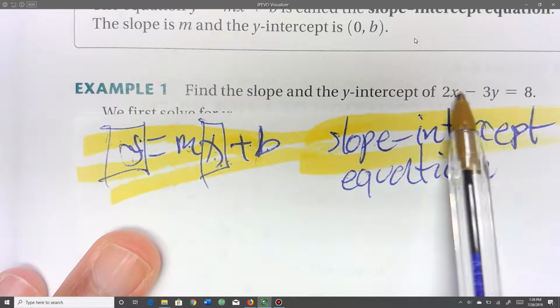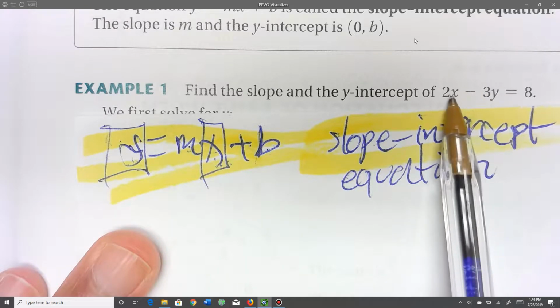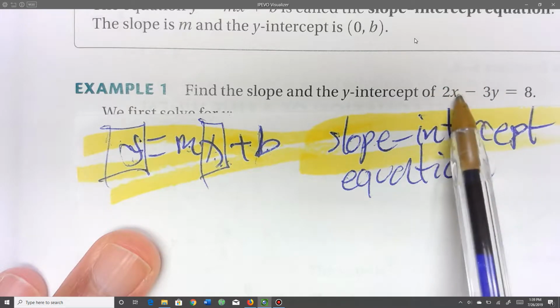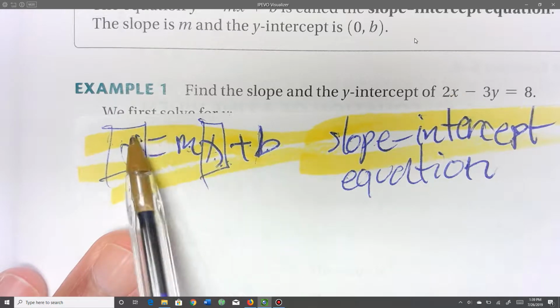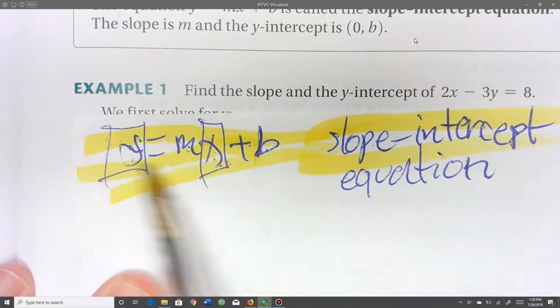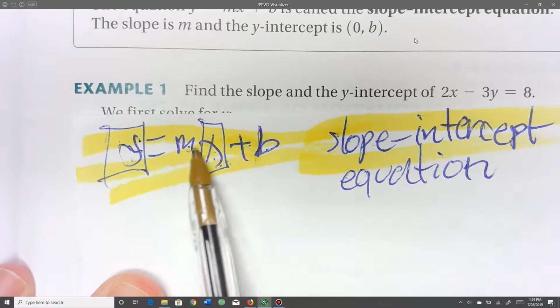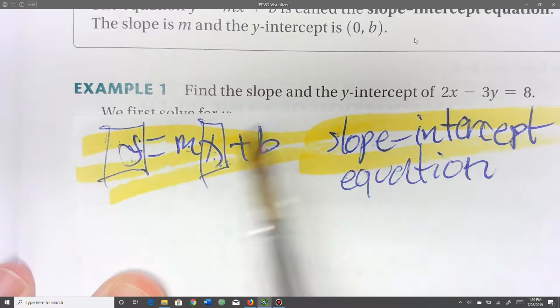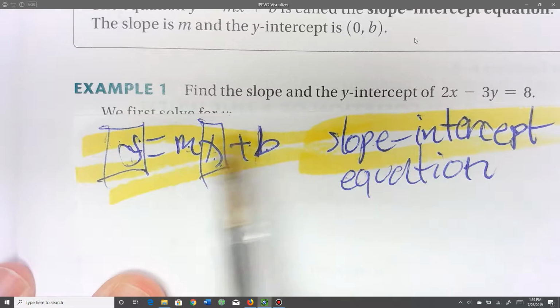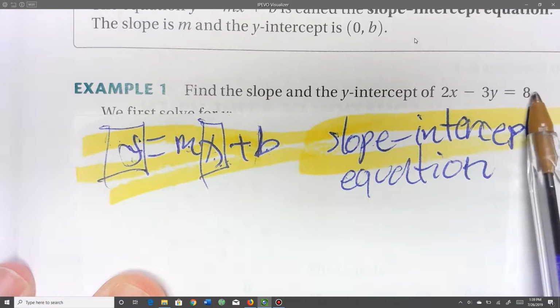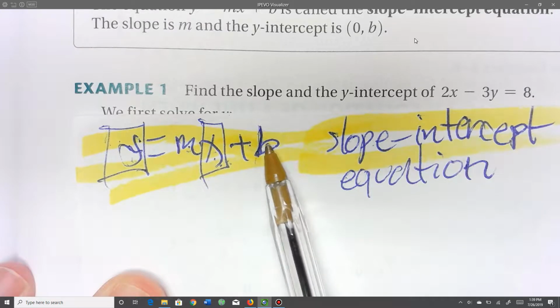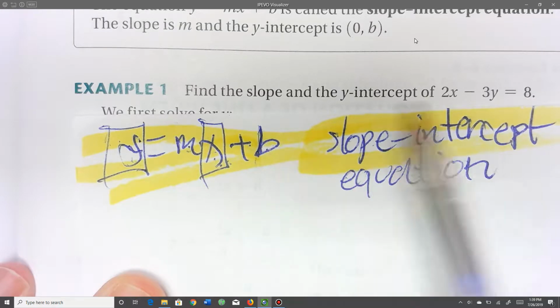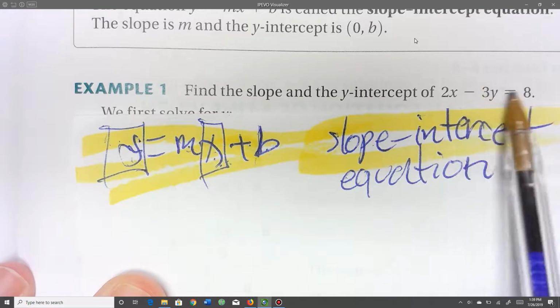However, remember that if you think about this 2 here as being the slope, that would be wrong, because you need to set it up in slope-intercept equation form first. To say that 2 is the slope is wrong, and to say that 8 is your y-intercept would also be wrong, because you haven't solved for y.